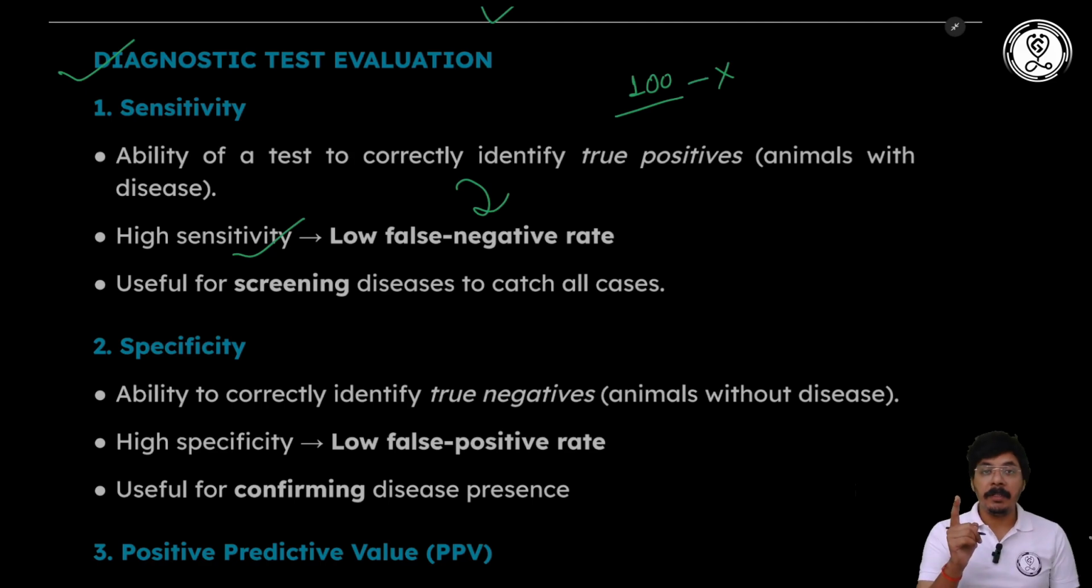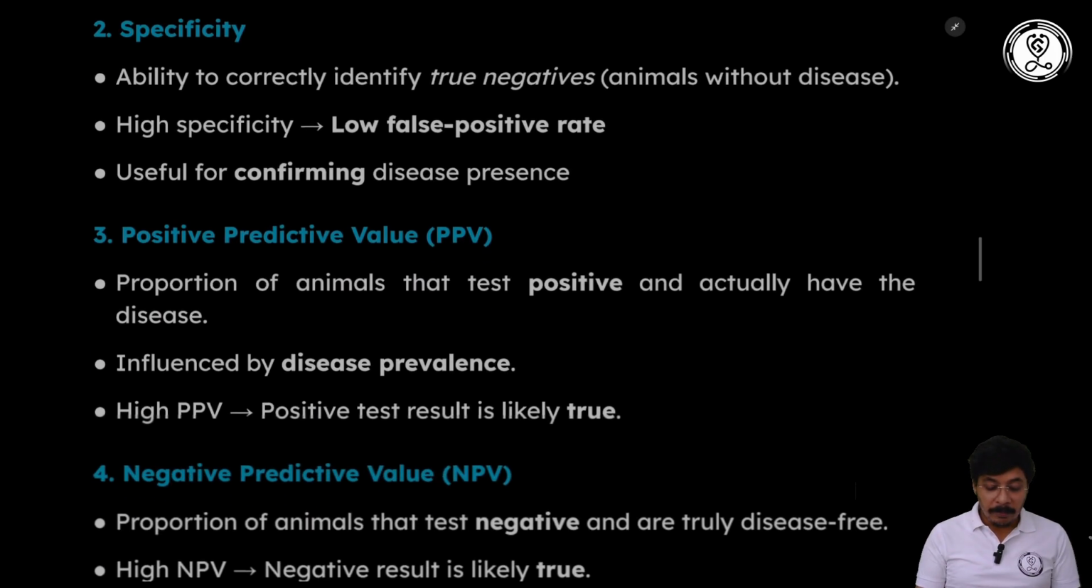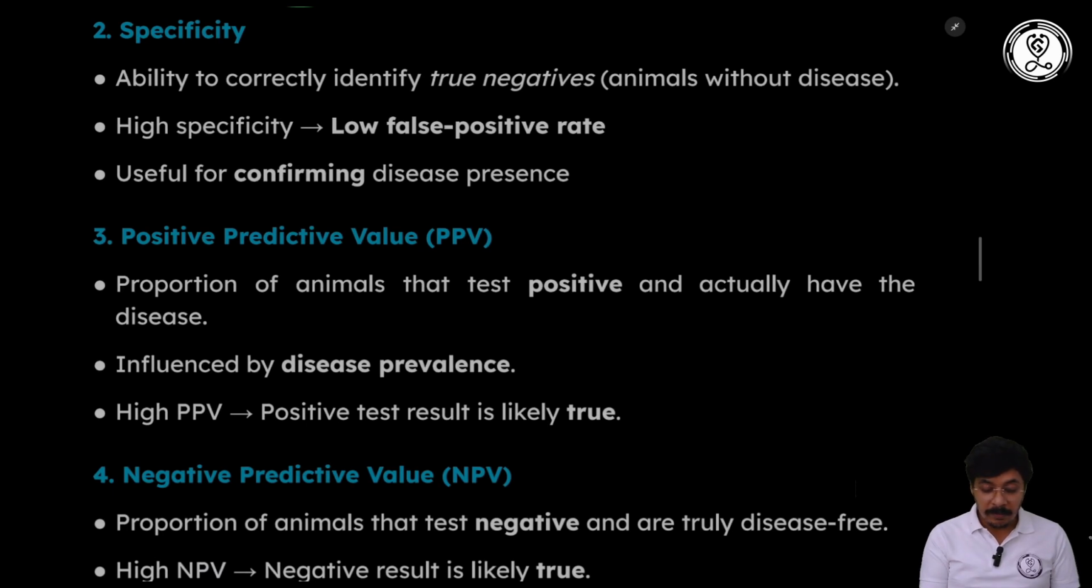That will be the sensitivity of a diagnostic test. Whenever a diagnostic test is very highly sensitive, it means it is giving you actual true results, and the false negatives will be very low, and it is usually used in the screening of diseases. Coming to the specificity, it is the ability to correctly identify the true negative animals without disease. High specificity will give you a low false positive rate, and it is used in confirming the disease.